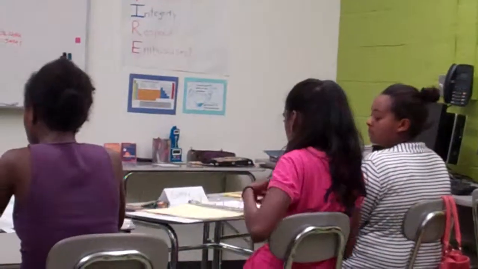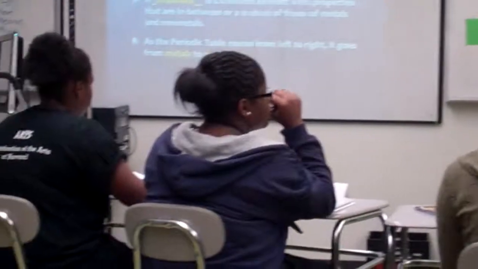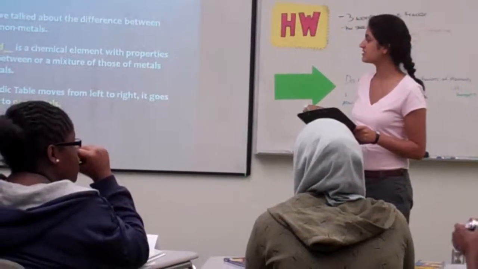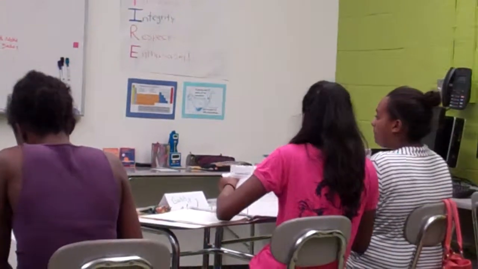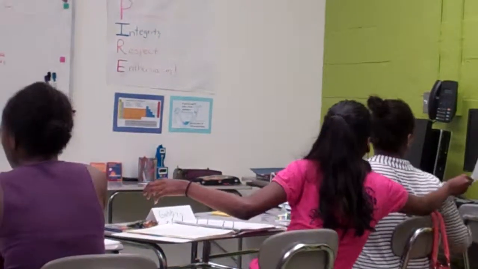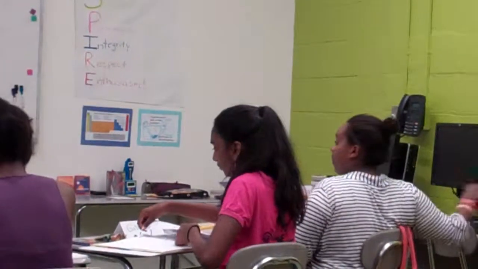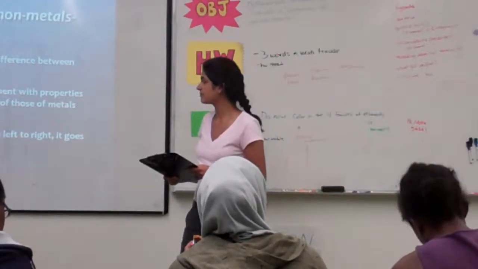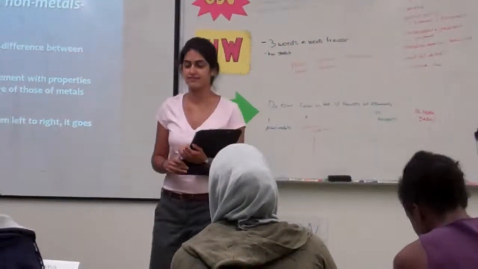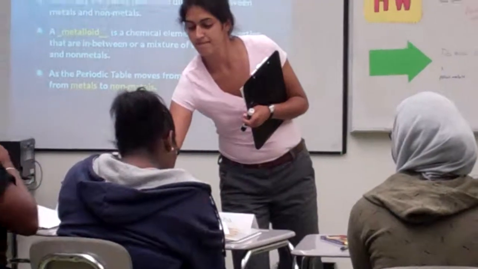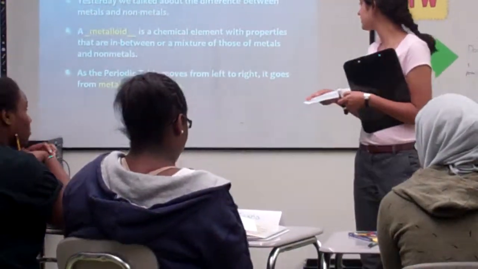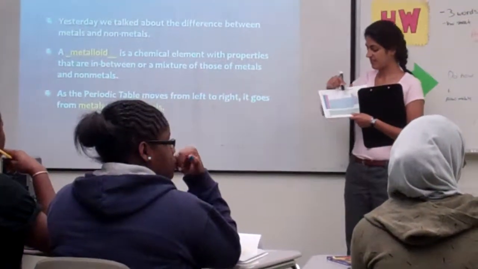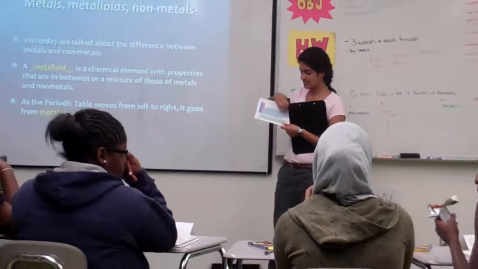So today we're going to learn about other categories on the periodic table. We talked about metals, nonmetals, but there's also a category called a metalloid. Tanisha, can you please read me the second bullet? A metalloid is a chemical element with properties that are in between or a mixture of those elements, metals and nonmetals. So we have metals, we have nonmetals, and we have metalloids, which is in between.